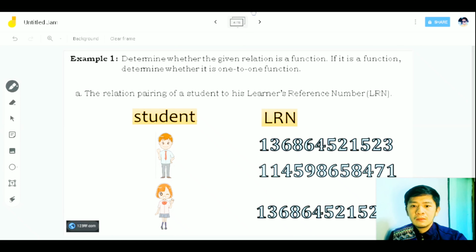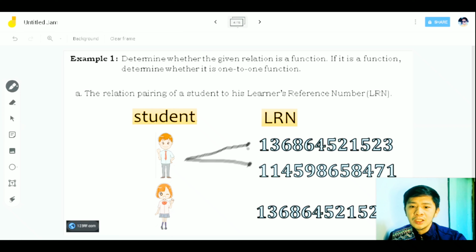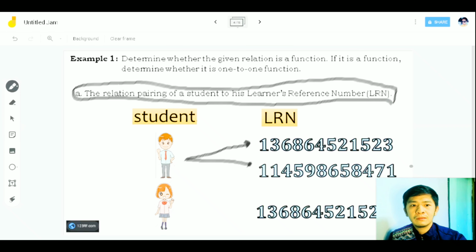Next, ito yung sinasabi ko na walang magkaparehas na LRN sa iisang student. So, kung magkaroon man, kung ganito mangyayari, this is not one-to-one. Ito yung sinasabi na one-to-one, which is a function. So, ito naman, it's just a relation, pero hindi siya magiging function kung magkataon na dalawa yung kanyang LRN. So, sa situation na dito sa letter A, ito ay one-to-one function.